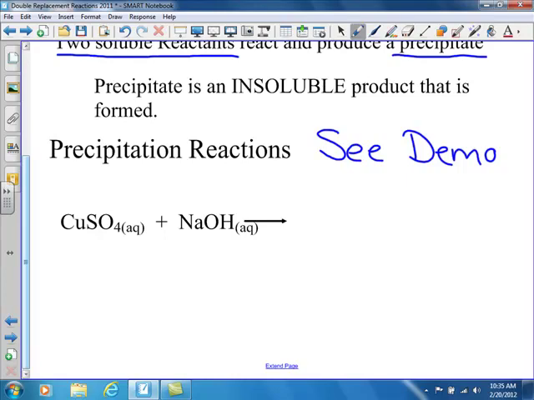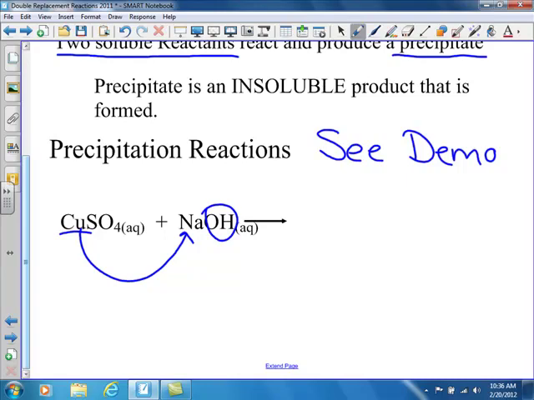So here I have copper sulfate, which you'll notice is aqueous, or dissolved in water, and I have sodium hydroxide, which is aqueous or dissolved in water. So you have these 2 things that are dissolved in water. Water is just the medium that is going to allow the reaction to occur. And in this double replacement reaction, copper will go ahead and kick out sodium. So this copper is going to react with the hydroxide.